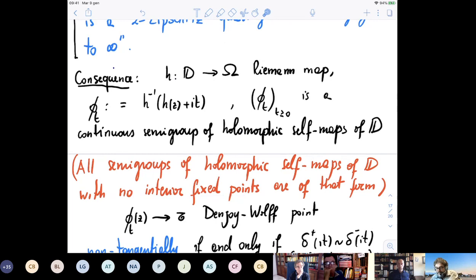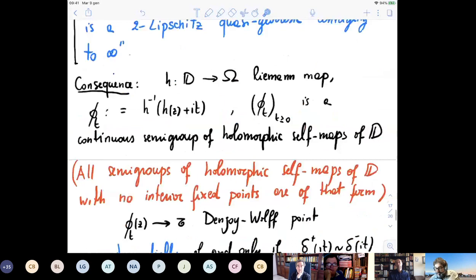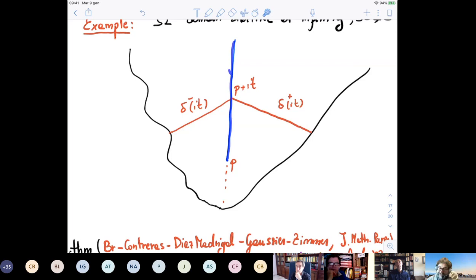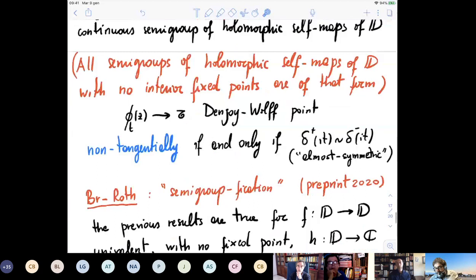So by the Denjoy-Wolff theorem, they do converge to a point at the boundary, and the convergence is non-tangential if and only if the domain is almost symmetric, in the sense that what you have here and here is about the same, because what you are doing is I have this curve, I take the preimage, and I want to understand if it converges non-tangentially or not. So I just look: if the domain is almost symmetric, then it's converging non-tangentially, and if it converges non-tangentially, then the domain is almost symmetric.